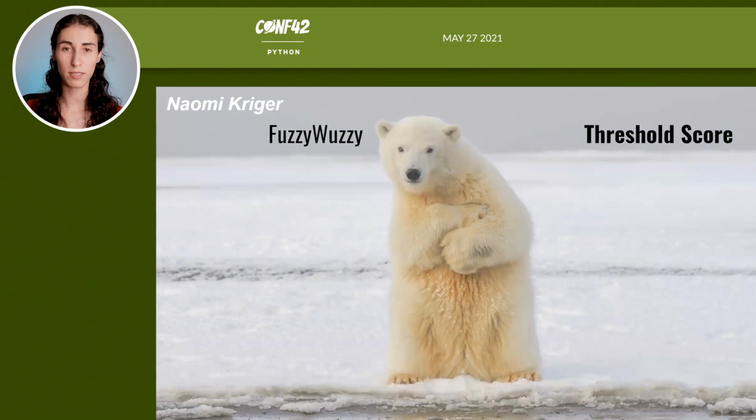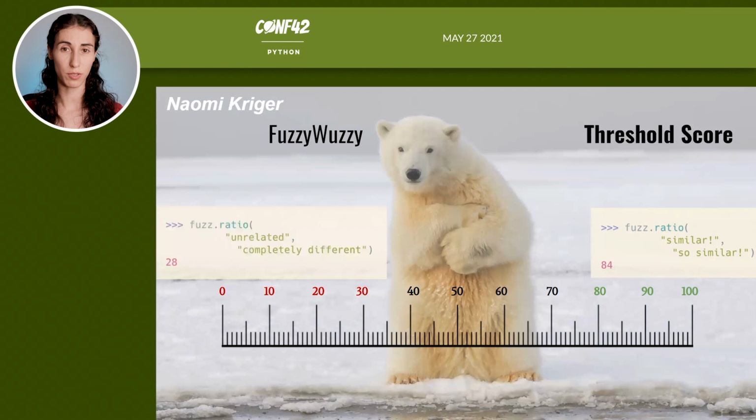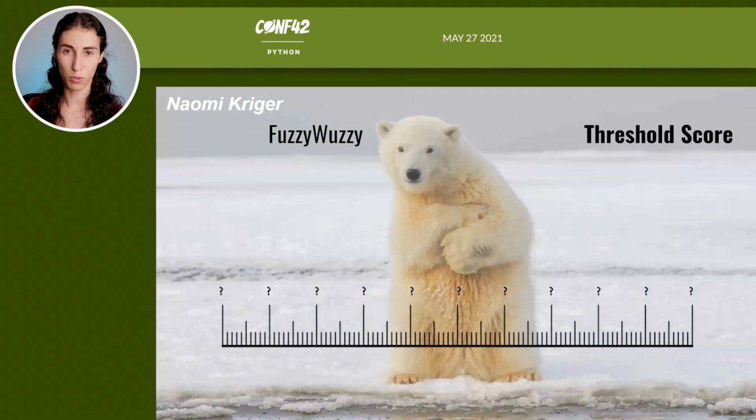Now, the answer for that is a threshold score. So let's say that in our project, we decided that all comparisons with scores of 80 and above would be considered as similar, and all comparisons with scores of 30 and below would be considered as different. And all comparisons that resulted in scores in the range in between would be considered as undecisive, inconclusive. So our next question now would be, how do we choose the threshold score?